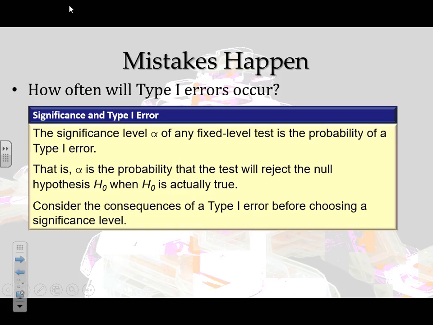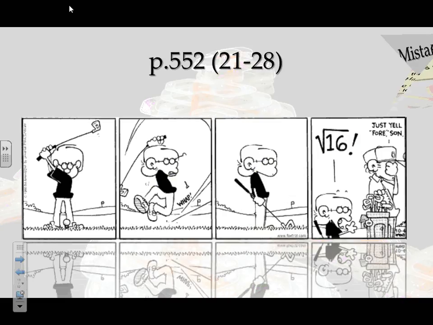Now, the only way you can lower both at the same time, what do you think? A bigger sample size. If you take a bigger sample size, you can keep the same alpha or whatever alpha you want, and you can decrease the probability of both types of errors at the same time. So the only way you can decrease both is by taking a larger sample. Otherwise, if you change one, you're going to change the other. Okay? That's it.